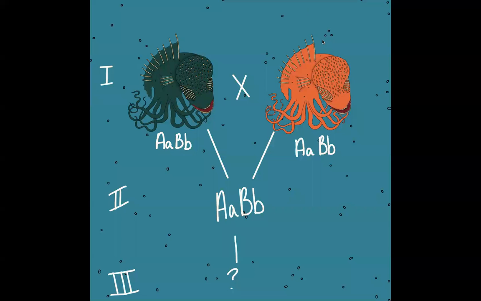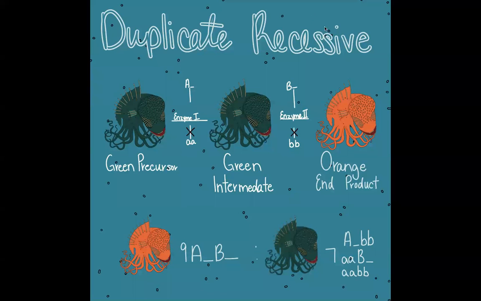So, what if our aquatic creature and its mate both have the genotype of big A, big B, little b, and they have a child with the same genotype? Let's look at a fictitious pathway in order to see what the third generation will look like. Duplicate recessive has the ratio of 9 to 7.